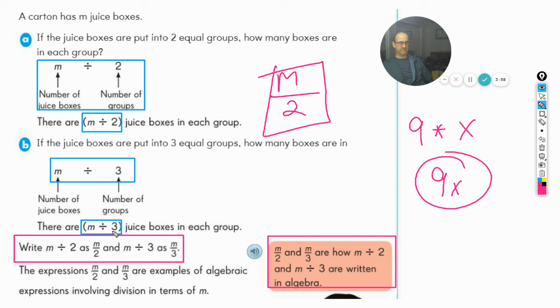Is M divided by 3 technically correct? Yes, but they would want you to show it as M over 3. As we get into more complicated math, it will make a little bit more sense. All right, let's continue.